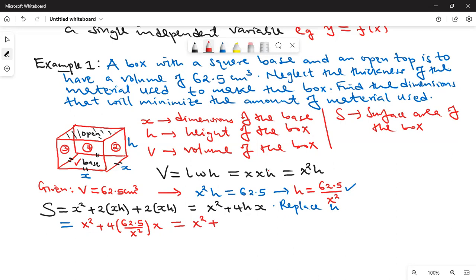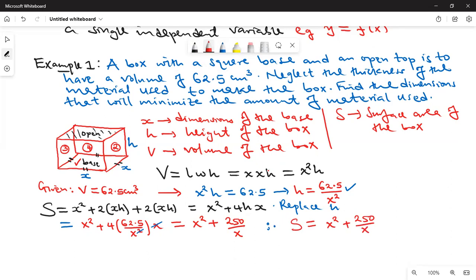What are we supposed to get? That should give us 250, and that is over x, because one of the x will cancel. You see here, this x will cancel with one of the x, so that we have x in the denominator. So that is the equation for the surface area. Therefore our surface area is equal to x squared plus 250 over x.